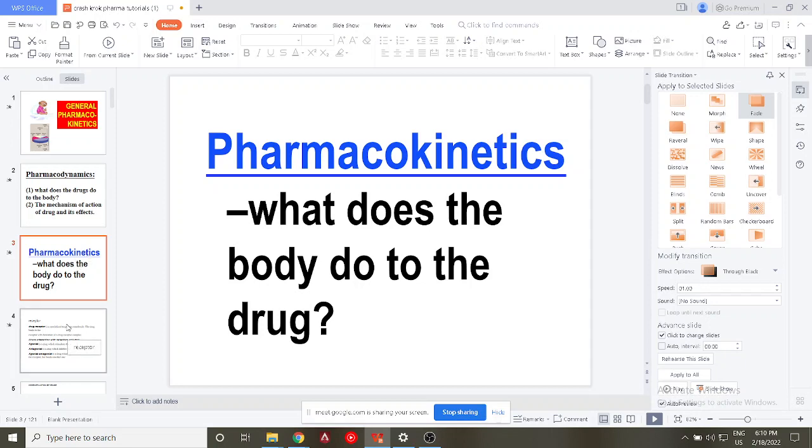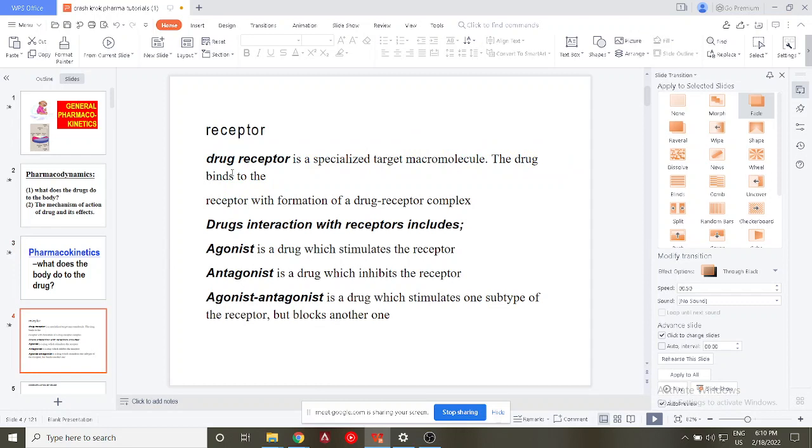So moving on, we're going to receptor. Basically, a receptor is a target molecule in your body that the drug binds to. So when you take a drug, it's going to seek a target molecule and bind to it. It's going to form a drug-receptor complex. When drugs interact with a receptor, it interacts in three ways. It can either be an agonist or an antagonist or both. So it can be agonist, antagonist, or agonist and antagonist at the same time.